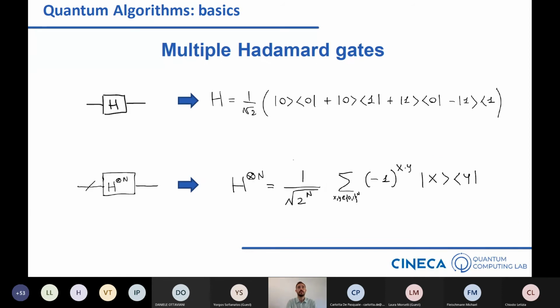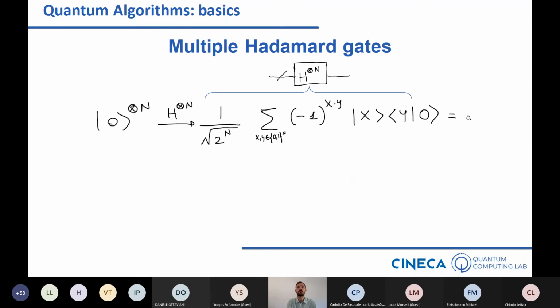With the multiple Hadamard gate, what happens? Okay, are you with me with this formulation here? I didn't derive this, but it's just a general way, a generalization of this one. You have here the Kronecker delta, and this is okay, I think.